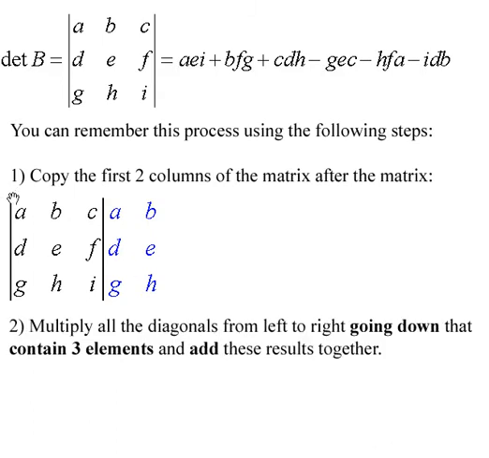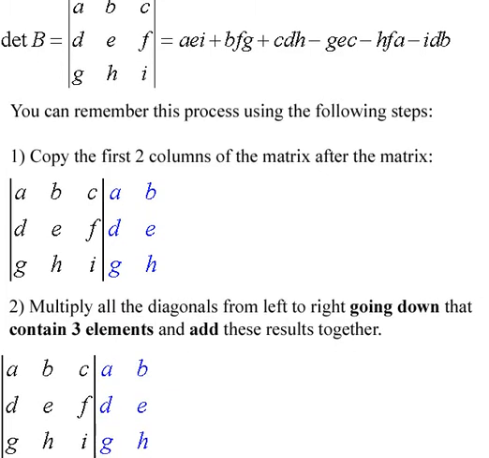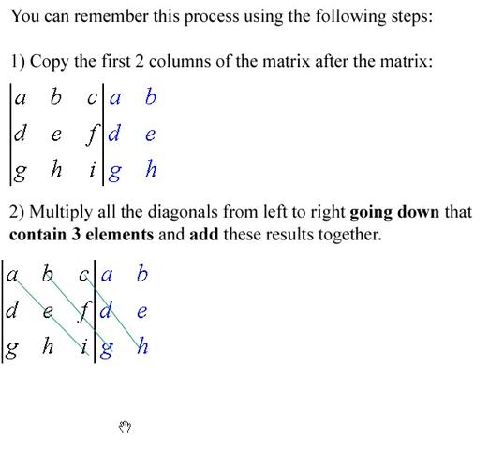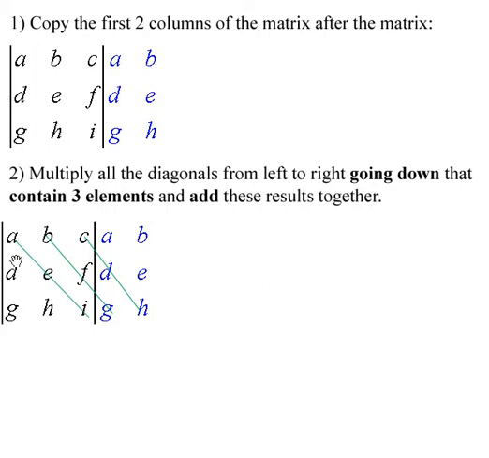What we'd like to do is multiply all the diagonals going down from left to right that contain 3, and we're going to add those results together. So let's do that. If we multiply going down, we can see here that we have A times E times I. Then multiplying diagonal containing 3 going down, we have B times F times G. And then this next diagonal going down, we have C times D times H.